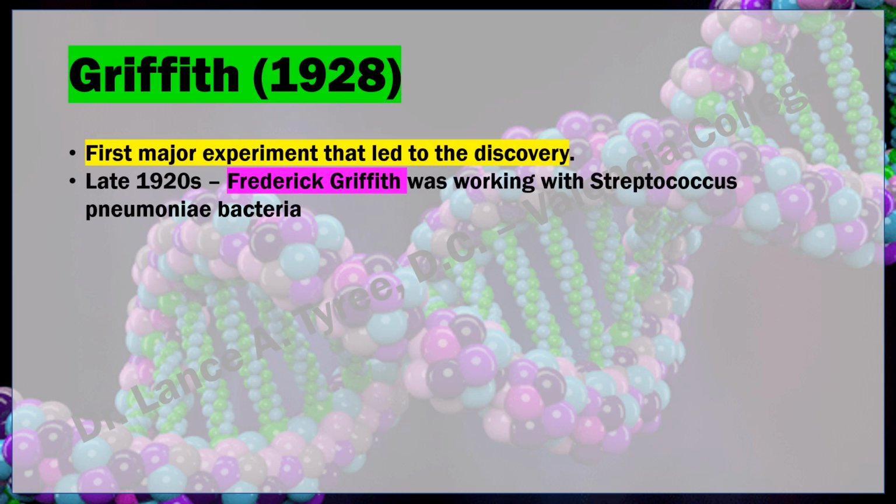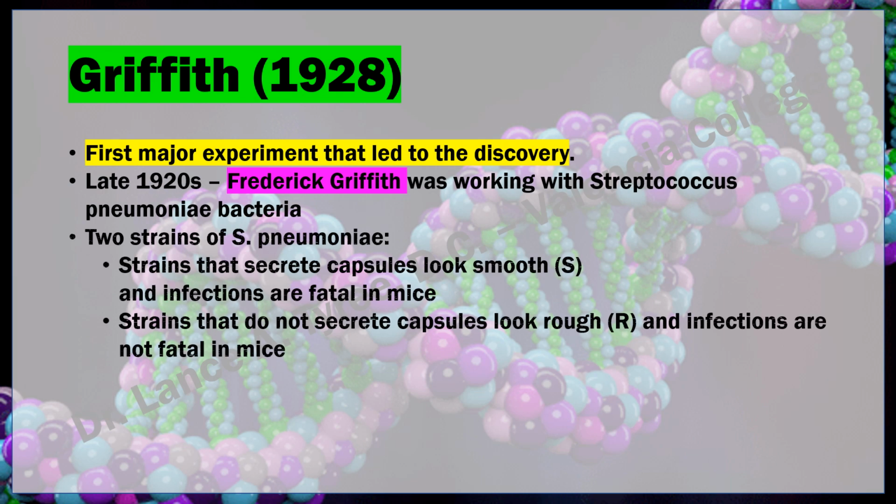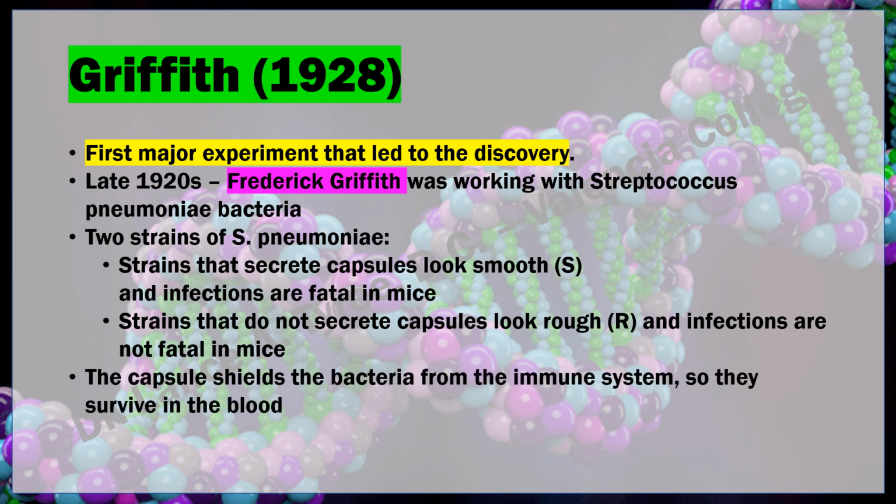So we're starting off with Griffith from 1928. This was the first major experiment that led to the discovery of DNA. Okay, so in the late 1920s, Frederick Griffith was working with Streptococcus pneumoniae bacteria. So he had 2 strains of S. pneumoniae bacteria. Strains that secrete capsules look smooth, and infections are fatal in mice. Strains that do not secrete these capsules look rough, and infections are not fatal to mice. The capsule itself shields the bacteria from the immune system, so they survive in the blood.